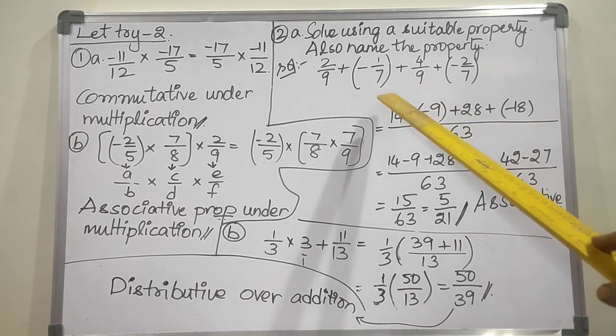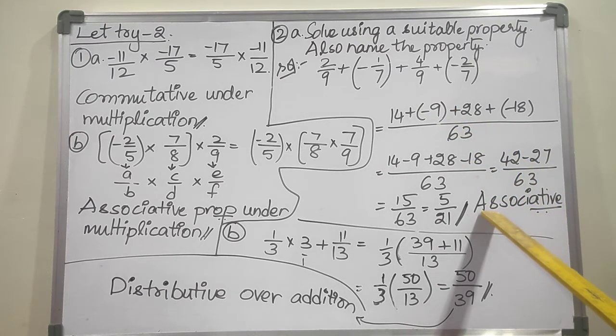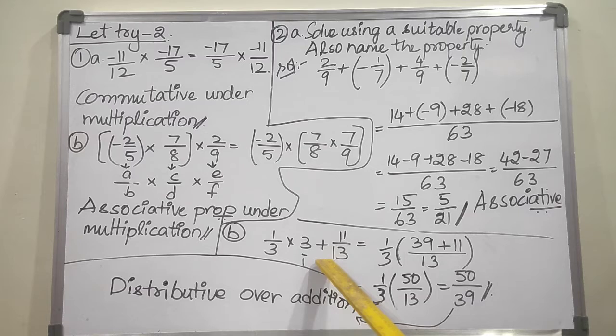So the property which we have applied here is the associative property. Now see the second question, the B bit. 1 by 3 into 3 plus 11 by 13. Here you can do however you want. It is the distributive property over addition. Okay, that is the distributive property over addition here. Now if you want to take 1 by 3 into 3, you can do, or else if you want to take 1 by 3 into the whole bracket of 3 plus 11 by 13, that way also you can do. Either way you can follow.